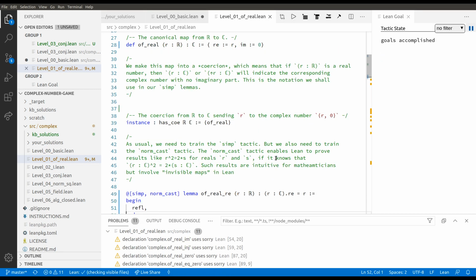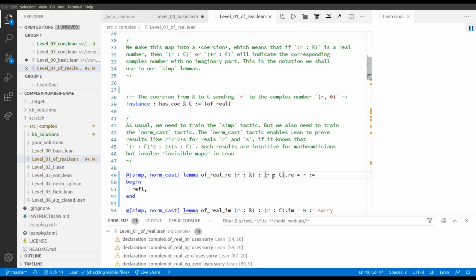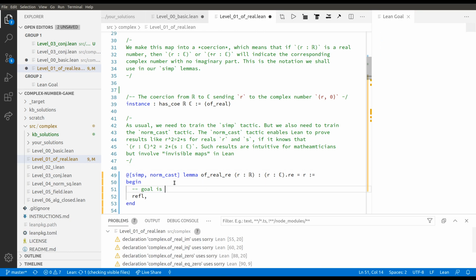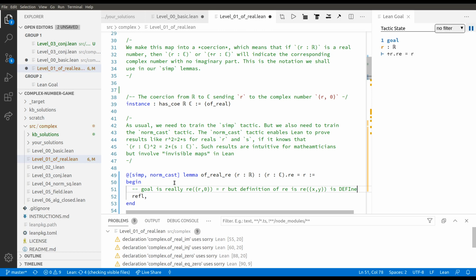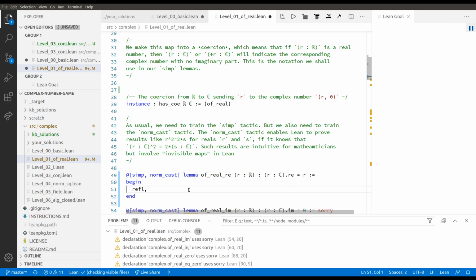You can see that because r colon complex really is just shorthand. What is the goal really? The goal is really that the real part of this thing here, (r, 0), is r. But the real part of whatever, (x, y), is defined to be x. So that's why this is true by definition.